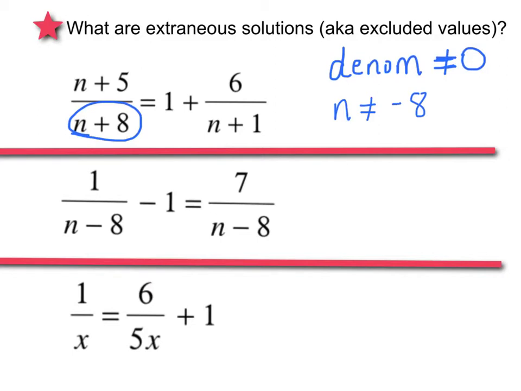Looking at the other denominator, what number plus 1 equals 0? Negative 1 plus 1 equals 0. So negative 1 is another excluded value for this one. n cannot equal negative 1.